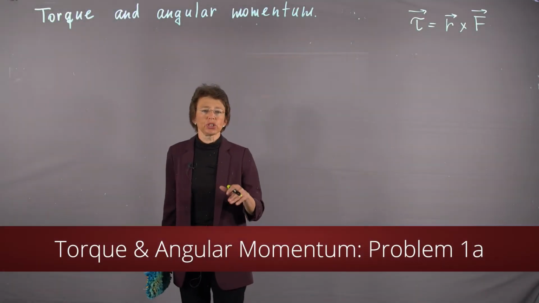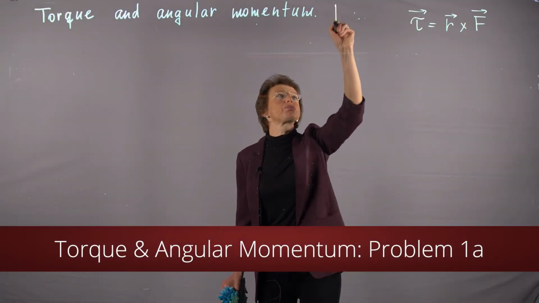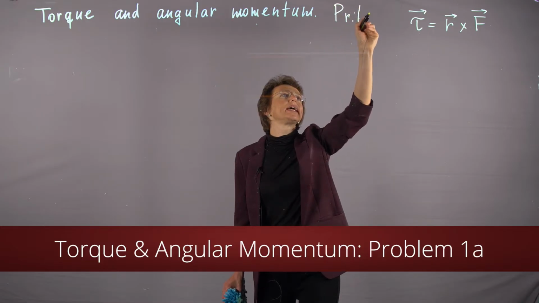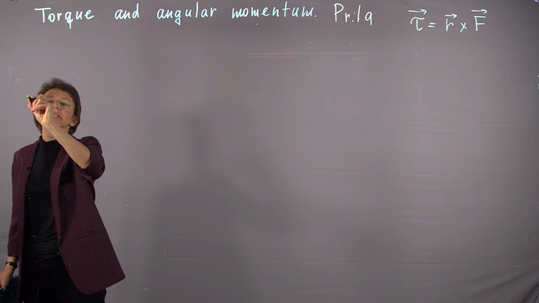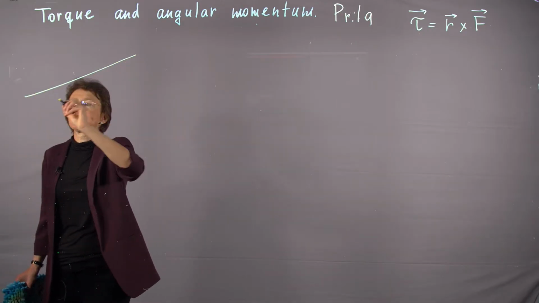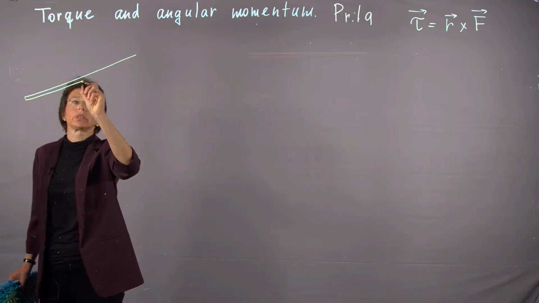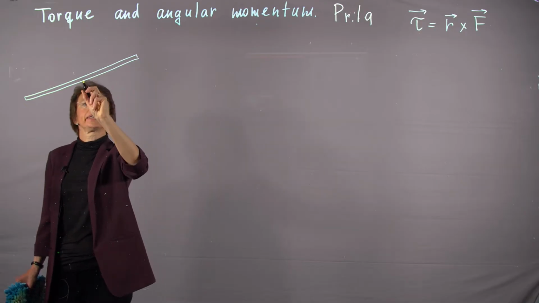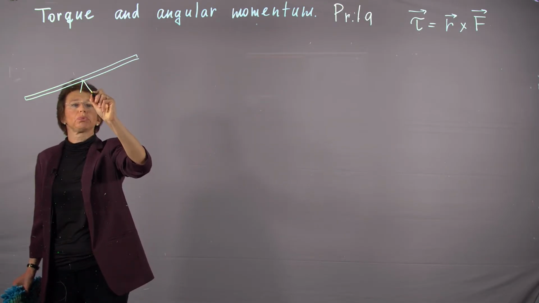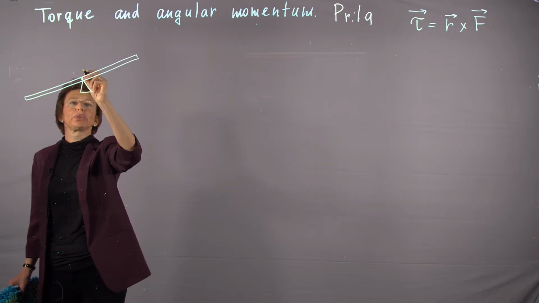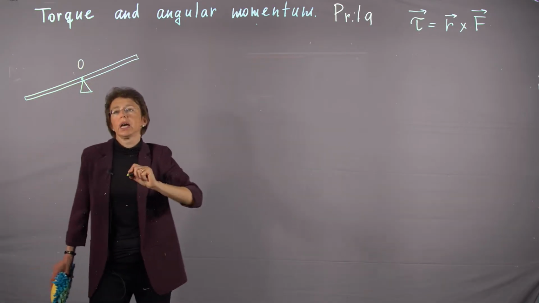This is a continuation of the previous problem. I will call it problem 1a. This time, we will have a rod, the same rod, that instead of being horizontal, will be tilted. It is again pivoted about the center of gravity. This is my pivot point. This is point O, the pivot point.